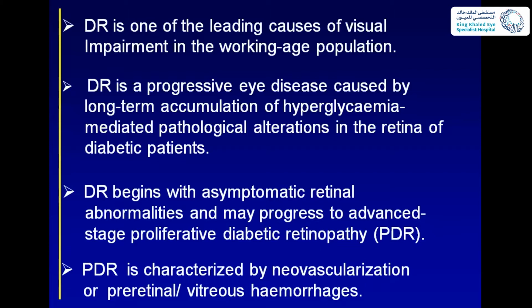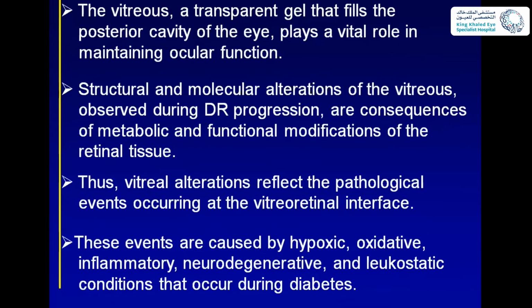A patient with PDR is characterized by new vessel formation, growth of new vessels, because of vitreous or perineal hemorrhages. If you see the structure of the retina, there is a vitreous cavity. You know that there are two types of fluid present in the eye, the aqueous humor and the vitreous.